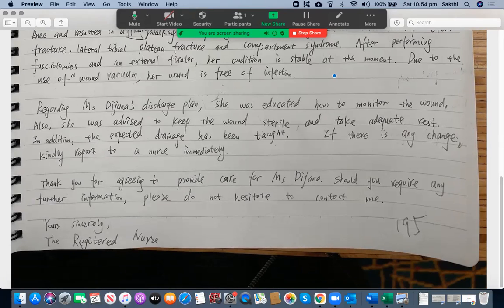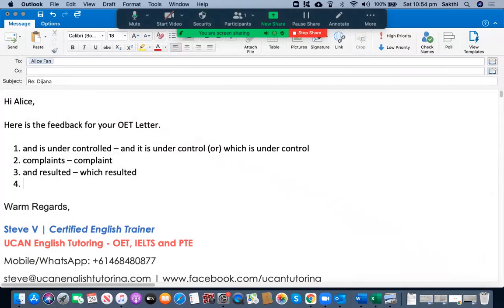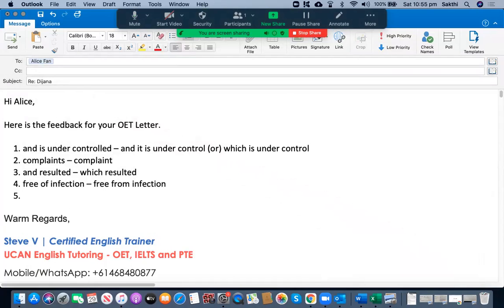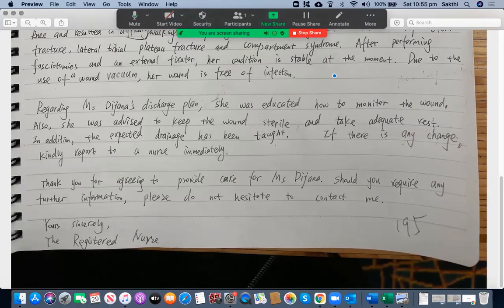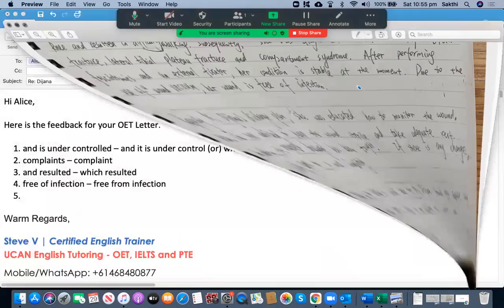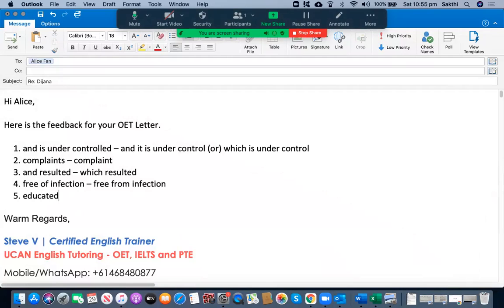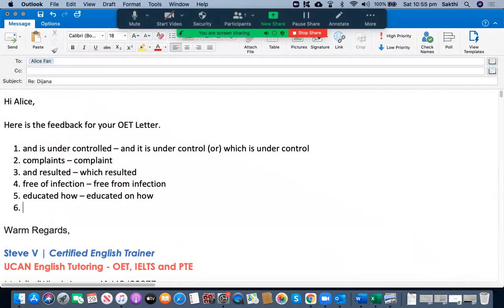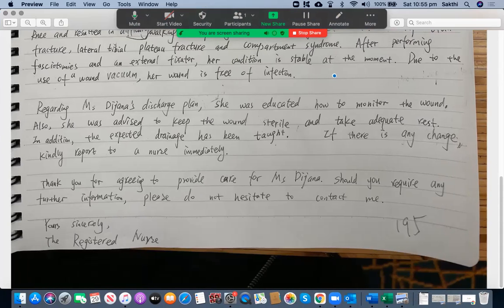But it's not free of infection, it's actually free from infection. I think that is more appropriate than what she has written. She should have used free from infection, because it's something which is free from something. So you should have written free from infection. Regarding Miss Dijana's discharge plan, she was educated how to monitor. It's not she was educated how to monitor. You should have mentioned she was educated on how to monitor. Okay, so she was educated on how to monitor the wound.